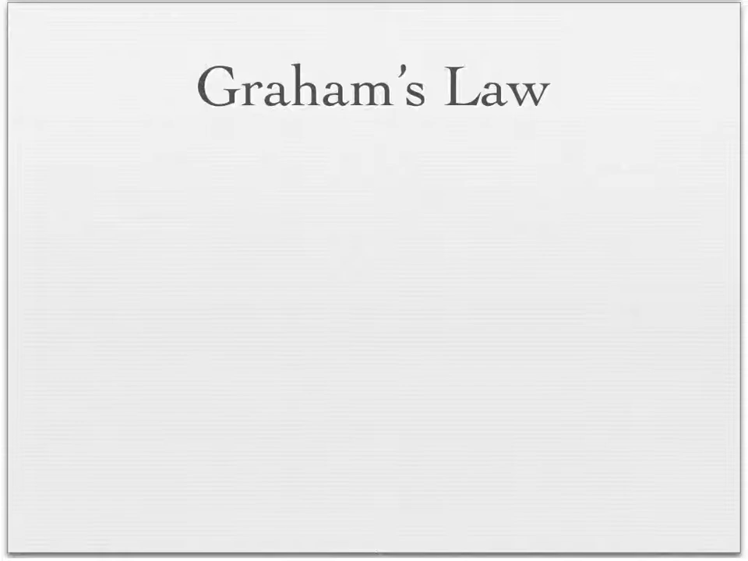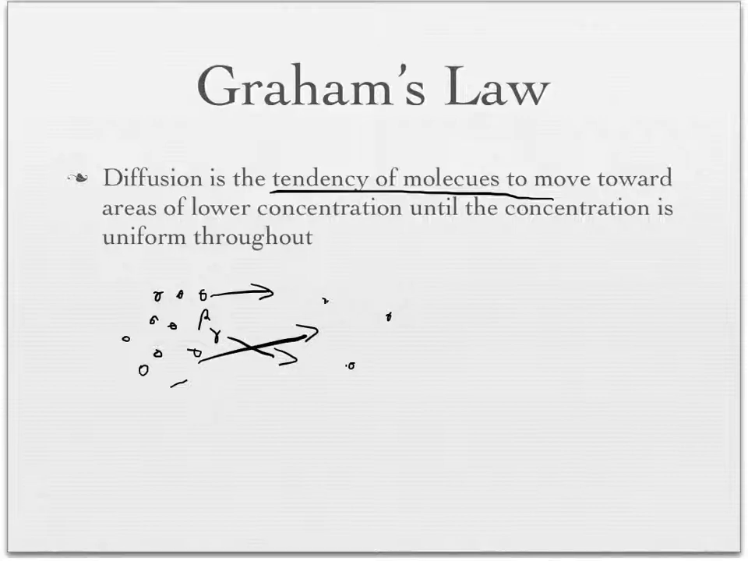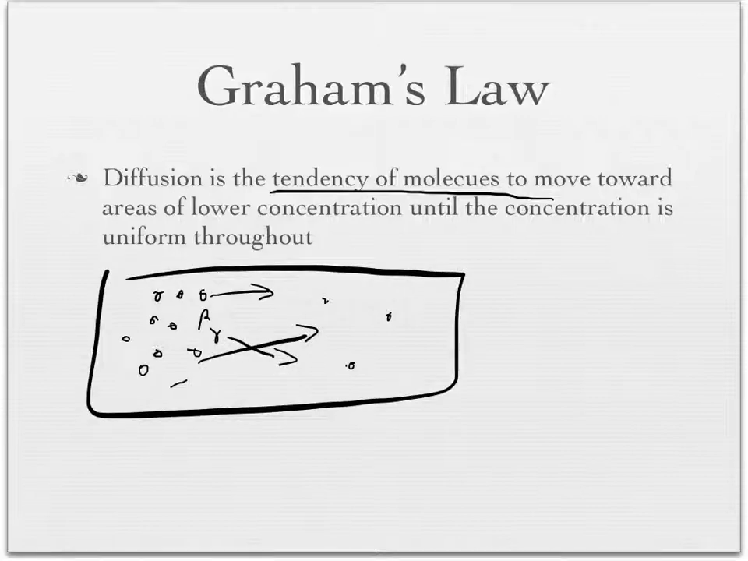All right, now let's talk about Graham's law, and we're not going to actually do the calculations, but I want you to be familiar with the terms and the information here. So first of all, let's talk about diffusion. Diffusion is the tendency of molecules to move towards areas of lower concentration until it's the same. In other words, if I've got a whole bunch of things here, I'm concentrated, and then I've only got a few of them over here, these are going to kind of spread out and fill that room, or that container. They're going to spread out. That's diffusion.